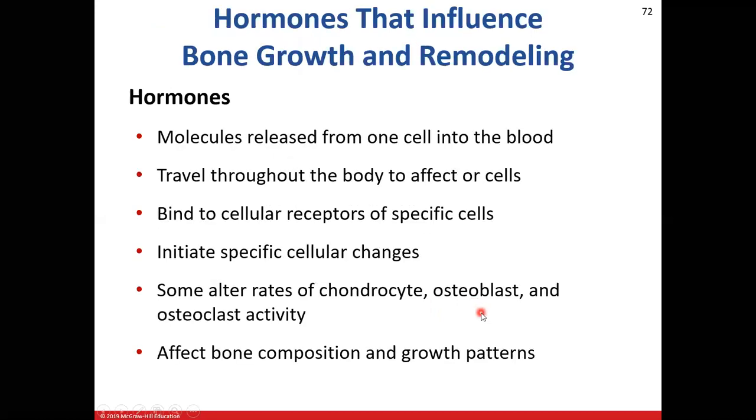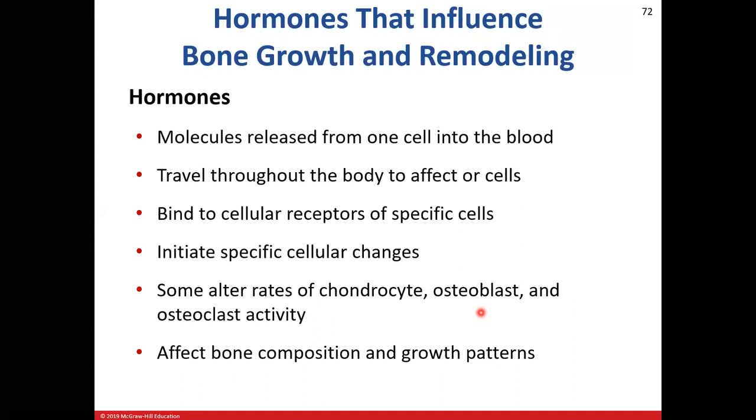So not only do we have the mechanical stresses, but we also have different hormones that are going to add strength to bone. These hormones are essentially molecules that get released from one cell into the bloodstream. And they're going to travel throughout the body and affect different cells. But what hormones do is when they get to specific cells, they actually bind to cellular receptors that have very specific receptors on them for these specific hormones.